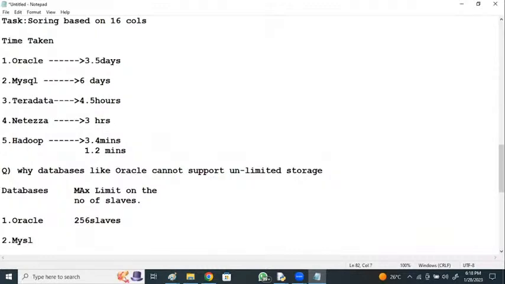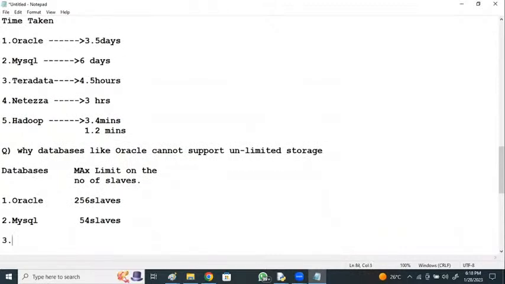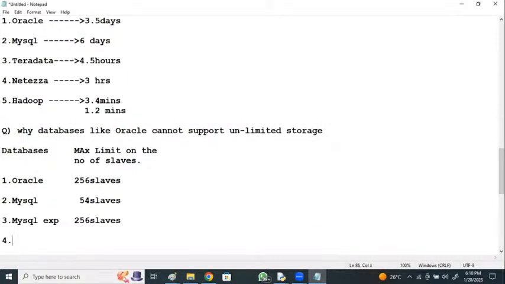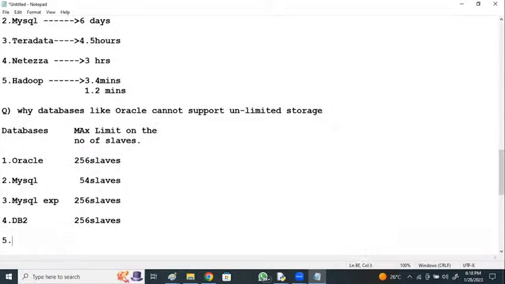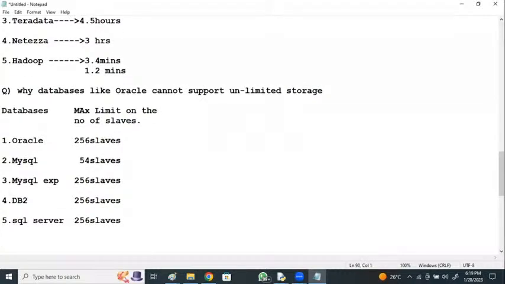If we talk about MySQL, it supports only 54 slaves. MySQL Express can support nearly 256 slaves. DB2 supports nearly 256 slaves. SQL Server also supports 256 slaves. So Oracle, MySQL Express, DB2 and SQL Server can support only up to 256. Beyond that, they cannot support more.